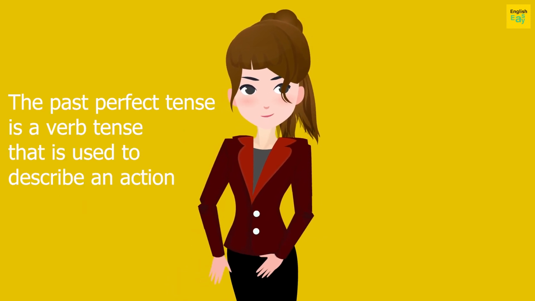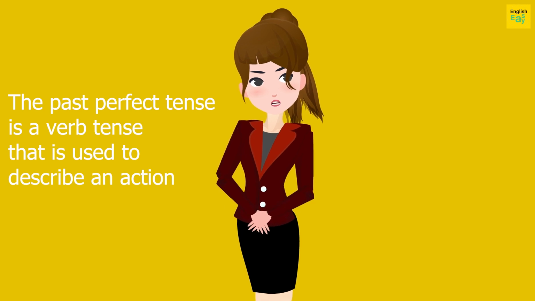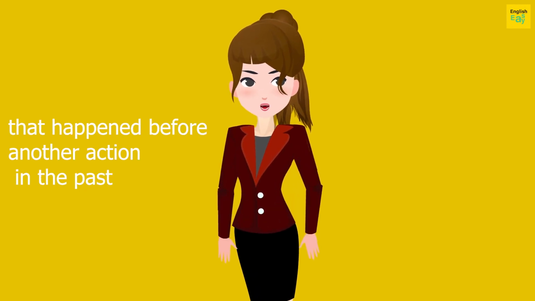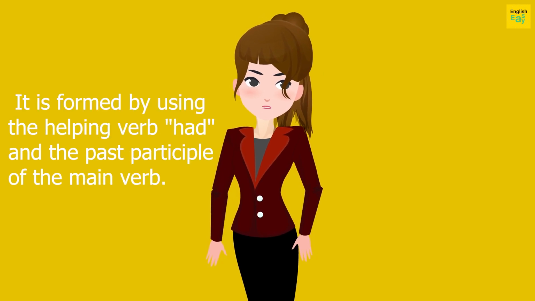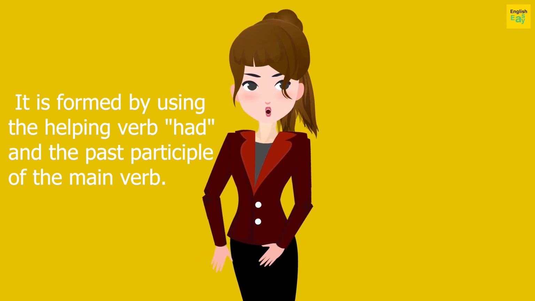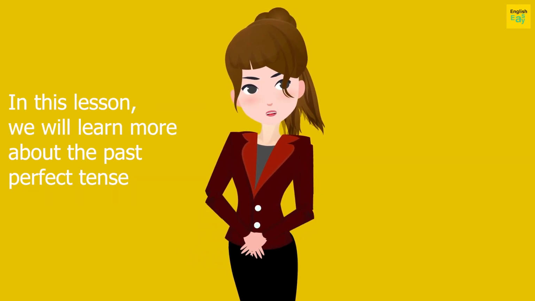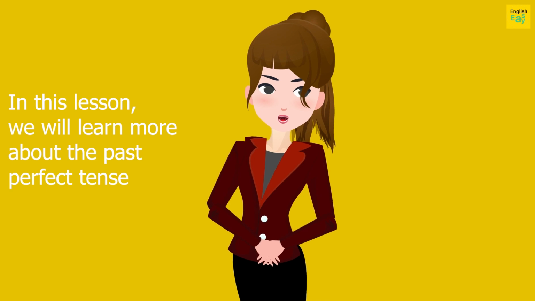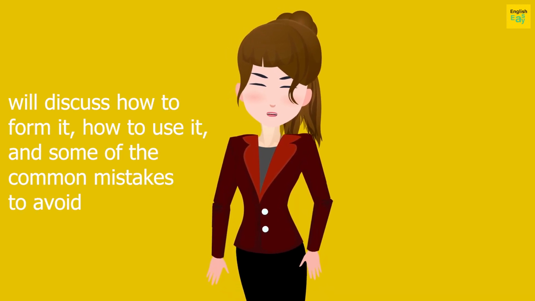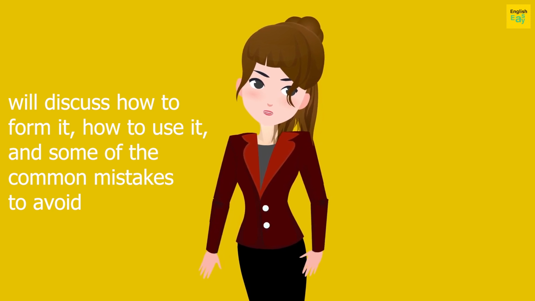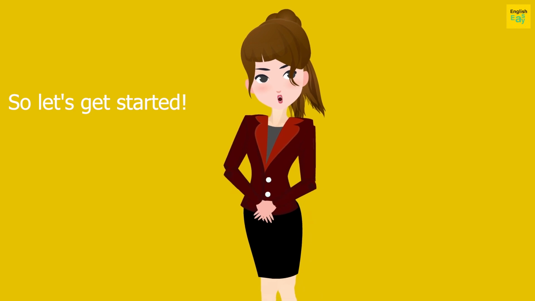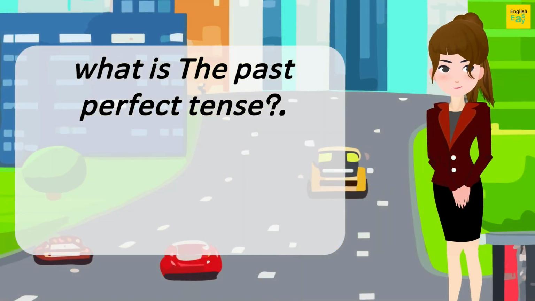The past perfect tense is a verb tense that is used to describe an action that happened before another action in the past. It is formed by using the helping verb had and the past participle of the main verb. In this lesson, we will learn more about the past perfect tense. We will discuss how to form it, how to use it, and some of the common mistakes to avoid. So let's get started. What is the past perfect tense?